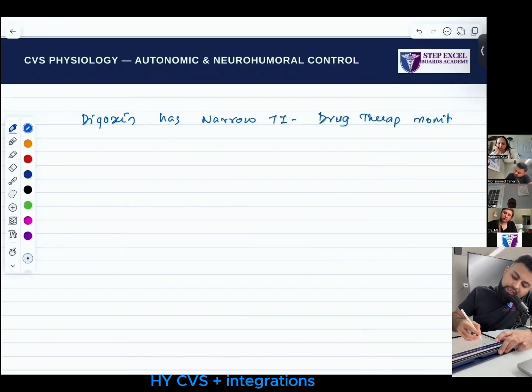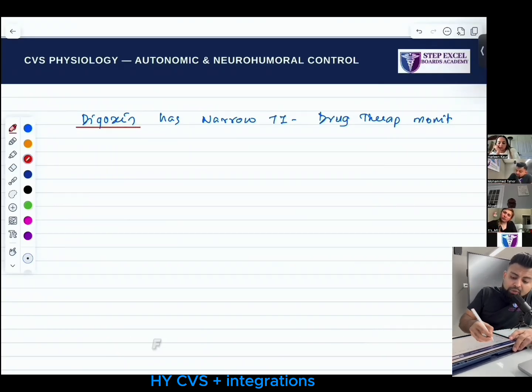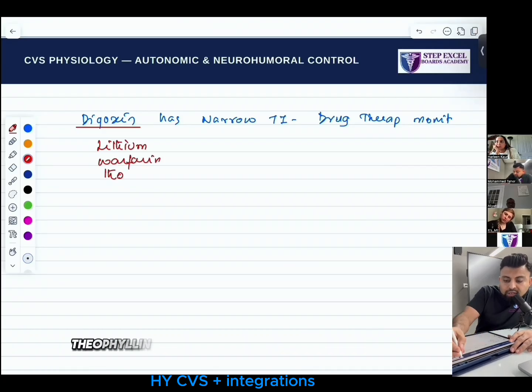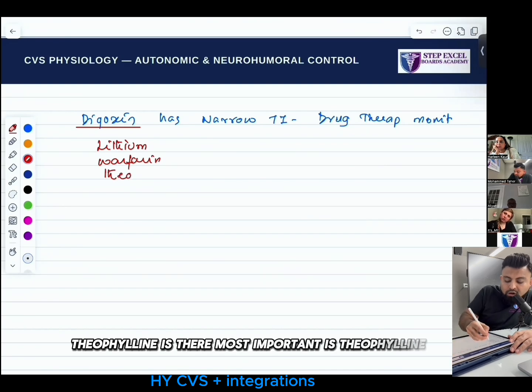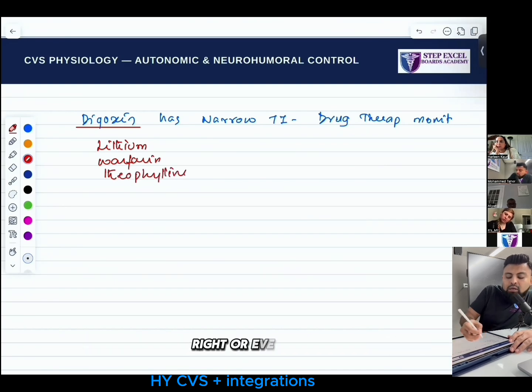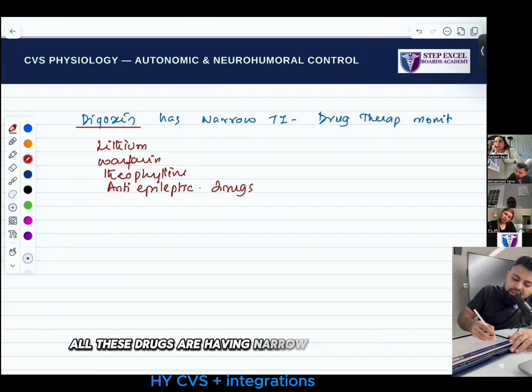So what are the drugs that have a narrow therapeutic index? For example, digoxin, lithium, warfarin, and theophylline. Most important is theophylline. Or even anti-epileptic drugs. All these drugs have a narrow therapeutic index.